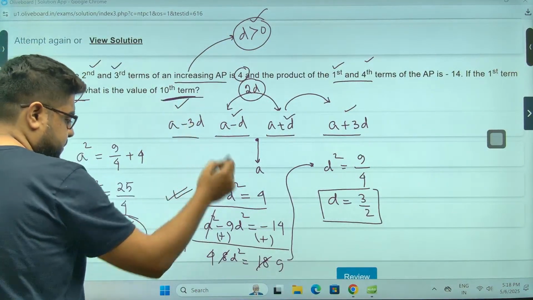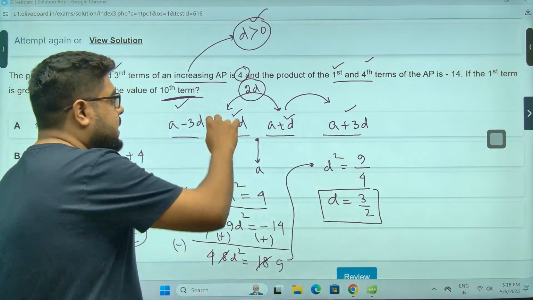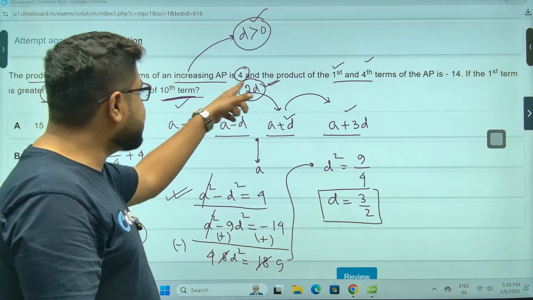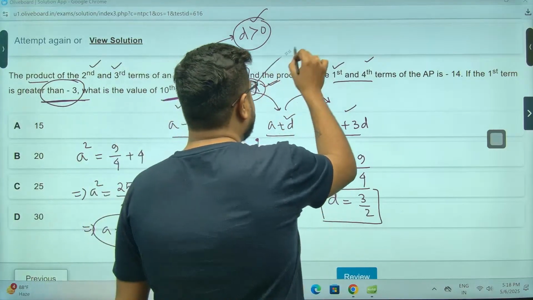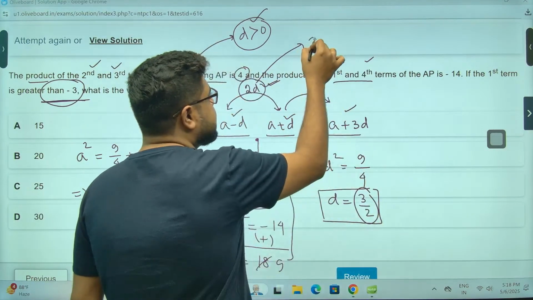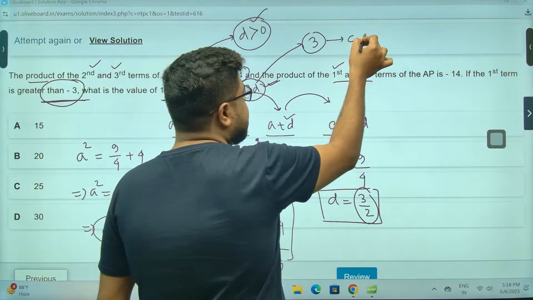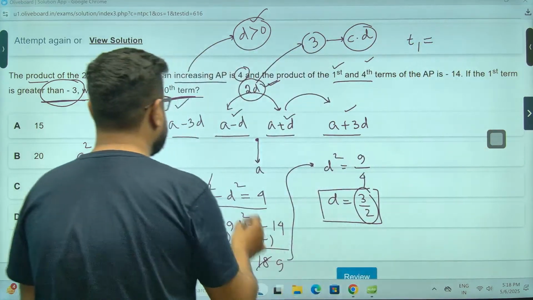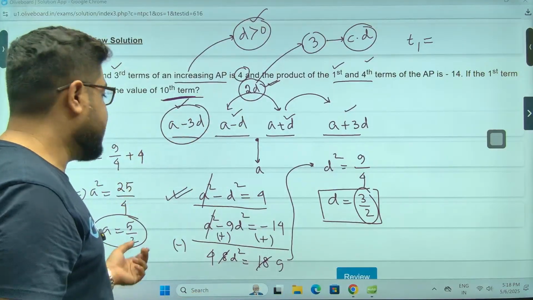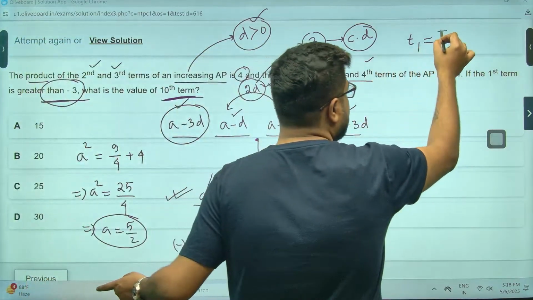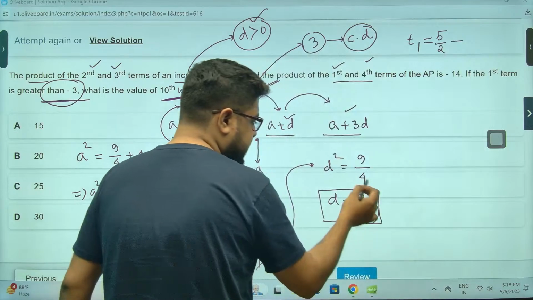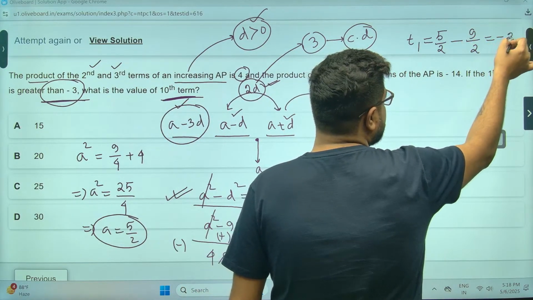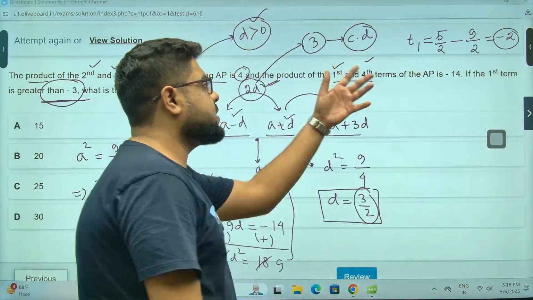10th term they are asking. Sir, in this AP, the common difference is 2D. Common difference in this AP is 2D. So that means common difference is 2 into 3 by 2, that is 3. That is the common difference. And first term, T1, term number 1, is this one, A minus 3D. A is 5 by 2 minus 3D. 3D means 3 into 3 by 2. So 3 3s are 9 by 2. That gives you minus 2, minus 4 by 2.